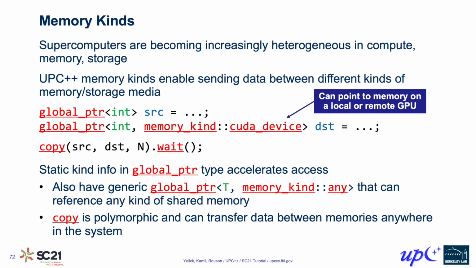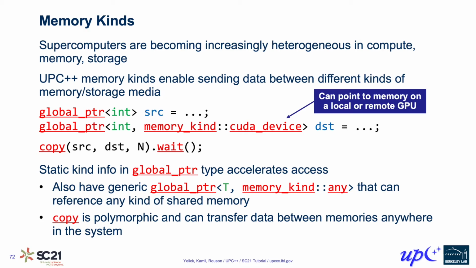So far, all the global pointers we have seen referenced host memory, which is the default kind for the global pointer template. Now we see another variant of global pointer that is parametrized by the device kind, and in this case, it's a global pointer to CUDA device memory. Here, DST references memory that lives on a device as opposed to source, which is in host memory. Then we can pass global pointers representing any combination of local or remote, host or device memory to initiate a copy operation between those locations.